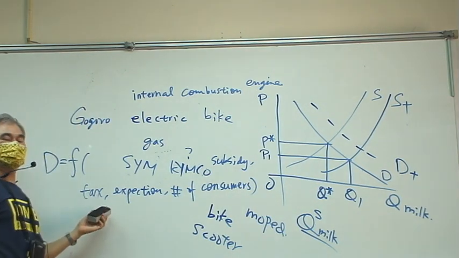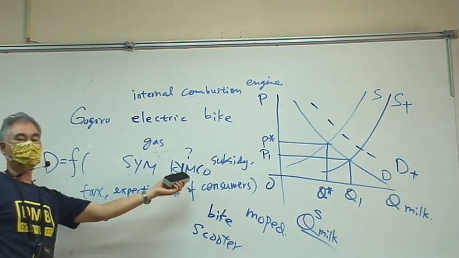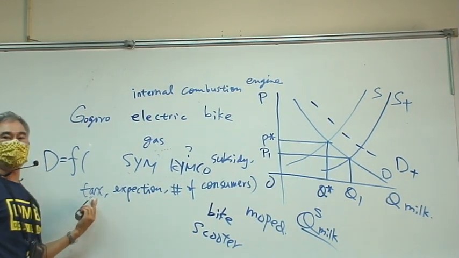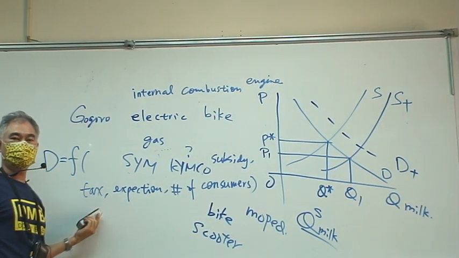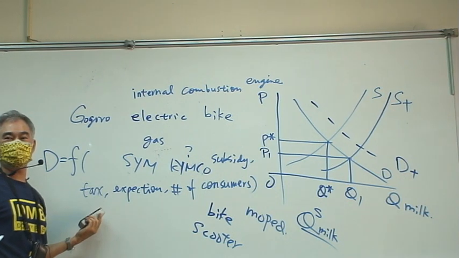So tax is the other side of subsidy. You put a tax on cigarettes, betel nuts. Can anyone tell me what betel nuts are?